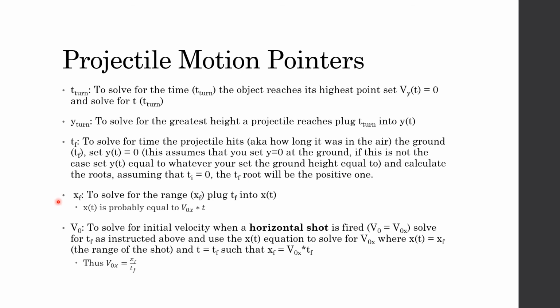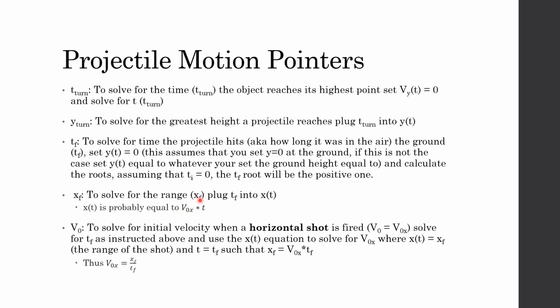All right, that brings us to range, or x final. To solve for the range, you're going to plug t final, which you solved for here, into your x of t equation, or your x position equation. Typically, as I mentioned before on the other slide, your x position equation is probably just going to be V0x times t, so your initial velocity in the x direction times the time.